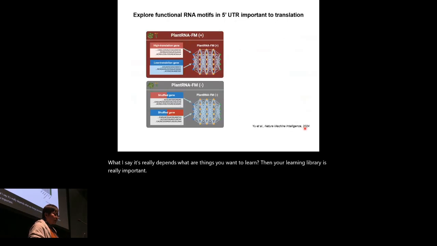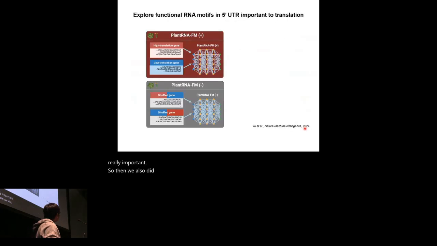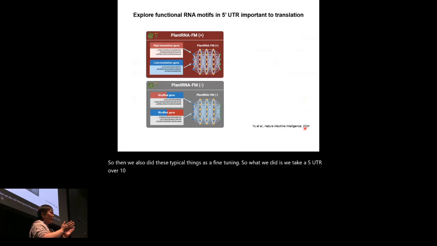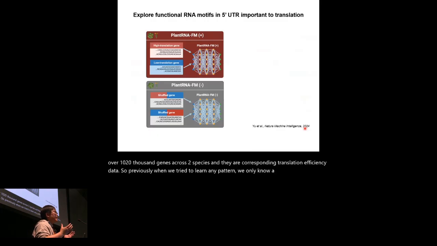Then we also did the typical fine-tuning. We took the 5-UTRs of 10-20,000 genes across two species, Arabidopsis and rice, and their corresponding translation efficiency data. Previously, when we tried to learn any pattern, we only knew a correlation, or it was just so hard because the 5-UTR is about 300 nucleotides.